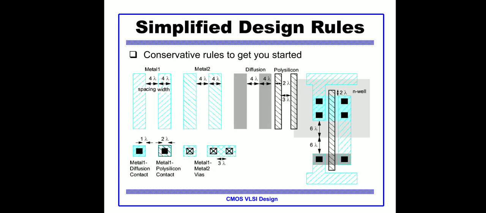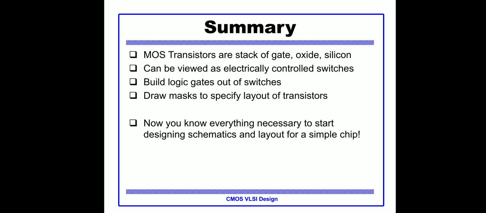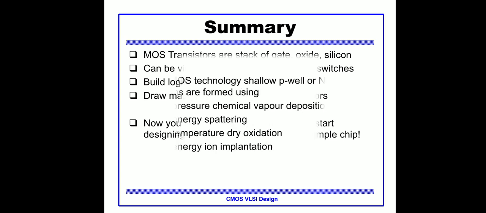So we can see the simplified design rules and the inverter layout. Here the transistor dimensions of specific width and length have a minimum size of 4 lambda by 2 lambda, sometimes called 1 unit. The PMOS is double the size of the NMOS. The overall summary is that MOS transistors are a stack of gate, oxide and silicon. They can be viewed as electrically controlled switches. We build logic gates out of the switches and draw masks to specify the layout of transistors. Now we have everything necessary to start designing a system and layout for a simple chip.